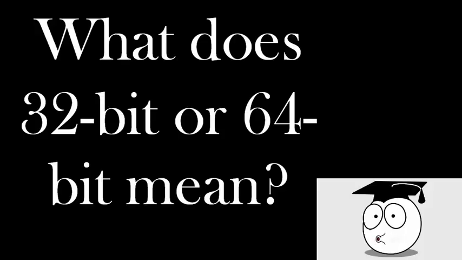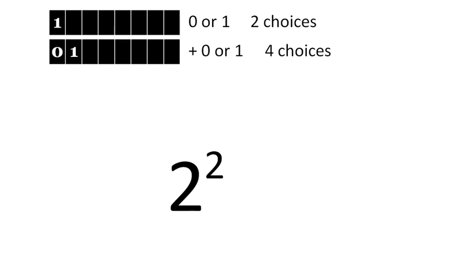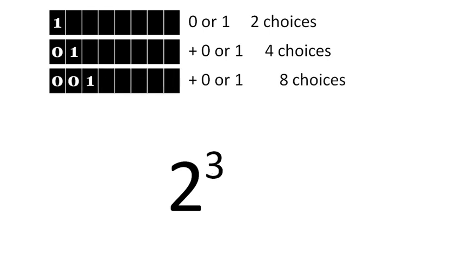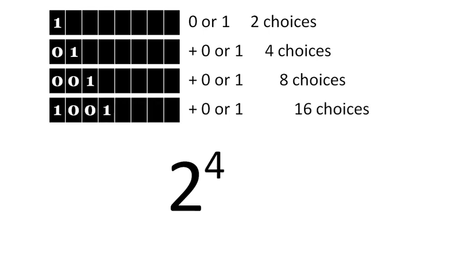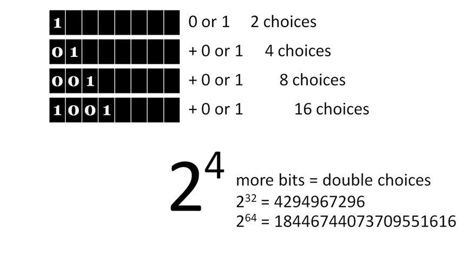You also need to know if you've got a 32-bit or a 64-bit computer. What does that mean? Well, what's a bit? Here we've got a 0 or 1, so you've got two choices. That's a bit. Now, if we have another bit, we've got four choices. We can have 0 and 1 and 0 and 1. Again, if we add another digit, we double the amount of choices that we've got. And you can see every time we have a digit, we double the amount of choices.